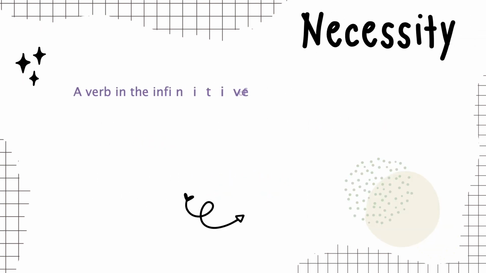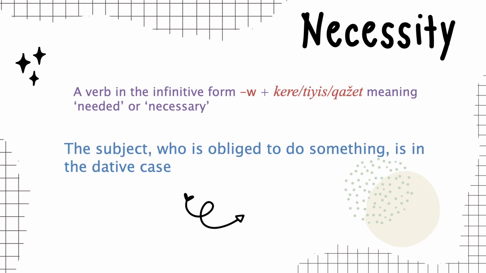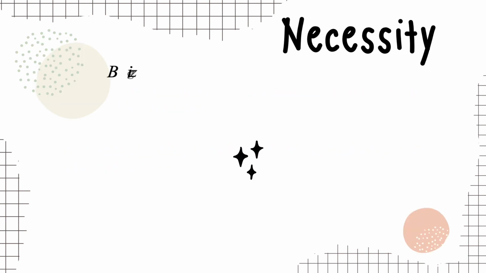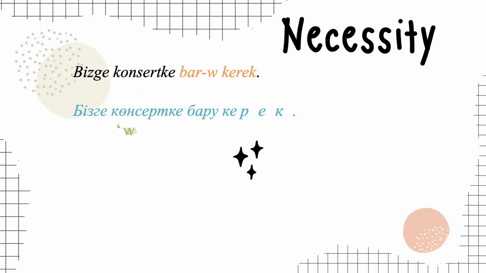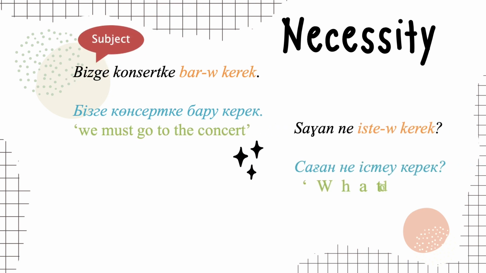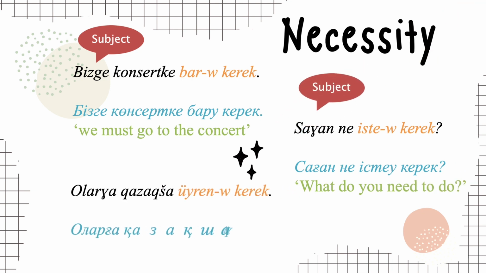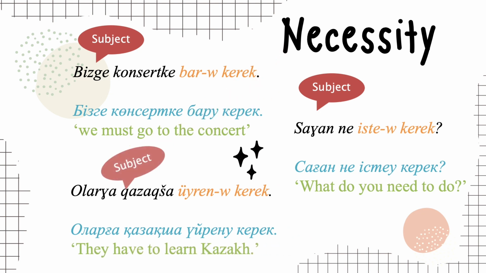Necessity in Kazakh is expressed by a complex form in which the verb is in the infinitive form -у plus modal words керек, тиіс, or қажет, all of which mean needed or necessary. In this case, the subject who is obliged to do something is in the dative case. For instance, бізге концертке бару керек. We must go to the concert. Саған не істеу керек? What do you need to do? Оларға қазақша үйрену керек. They have to learn Kazakh.